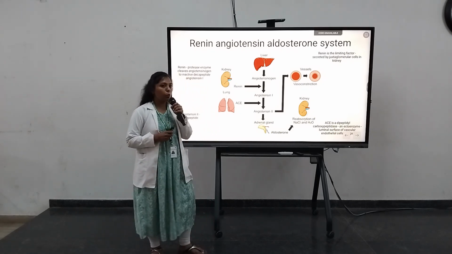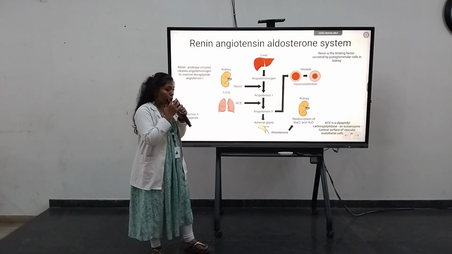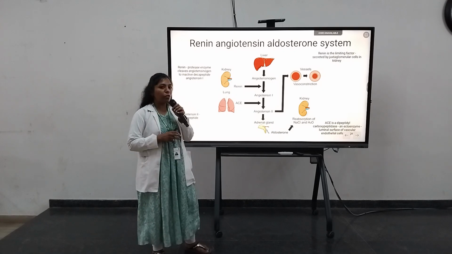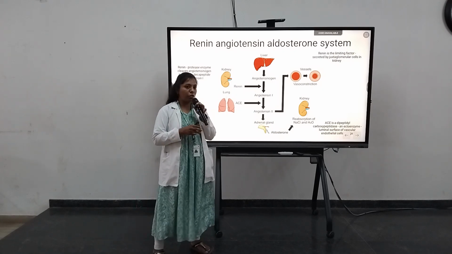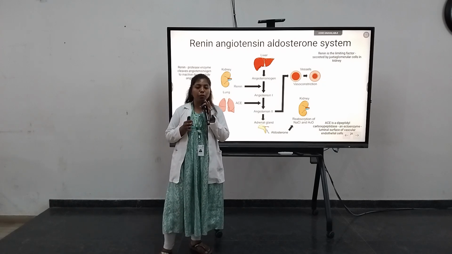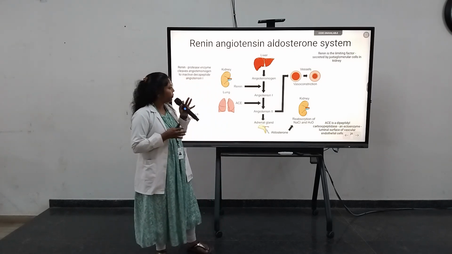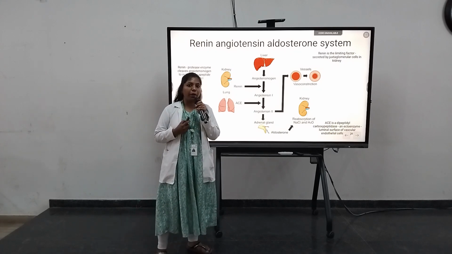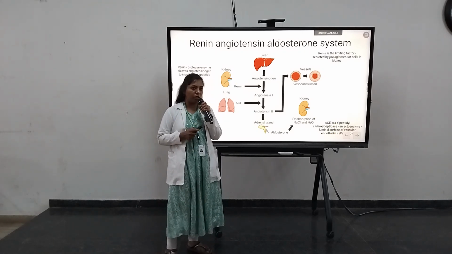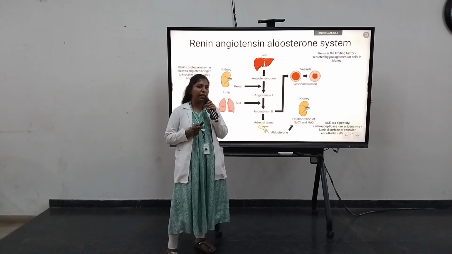Now, angiotensin 2 is the active moiety of this system, and it produces most of the effects of the renin-angiotensin-aldosterone system. Angiotensin 2 is responsible for producing vasoconstriction and bringing about an increase in BP. The main function of this system is to raise the BP in the body. It does so by causing smooth muscle contraction leading to vasoconstriction, and also by increasing the release of aldosterone.